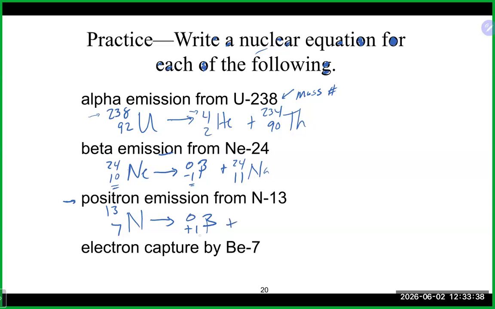Missing atomic number: 7 on the left, 1 on the right leaves us 6 left over, and that's going to be carbon. And 13 minus 0 is 13 in this case.